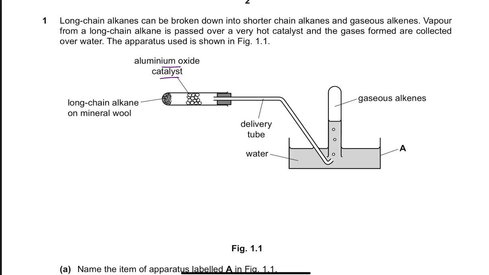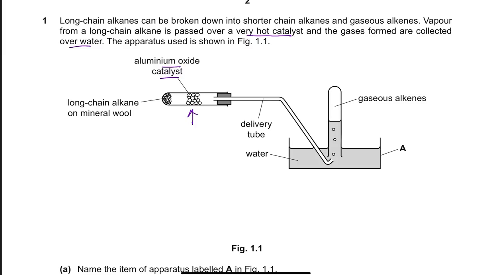It's going to tell you, you see, he's saying that vapor from a long chain alkane is passed over a very hot catalyst. That means that this aluminum oxide catalyst must be heated right here, so I'll make an arrow here, okay? And it's saying that the gases formed are collected over water. Now, why is over water delivery used? Because over water delivery can be used for the collection of all gases except for those which are soluble in water.